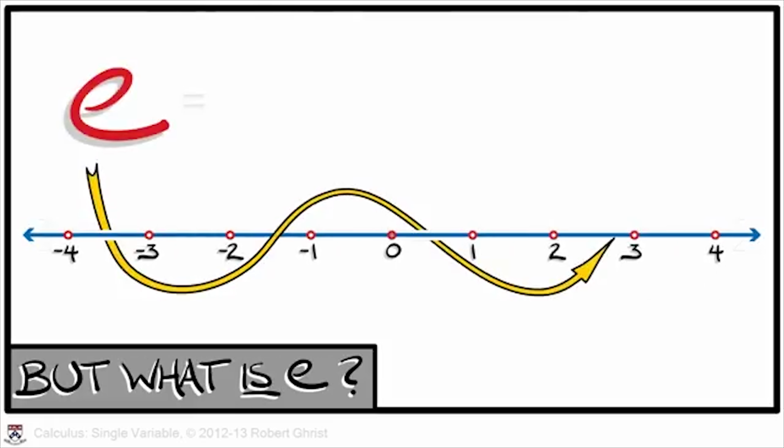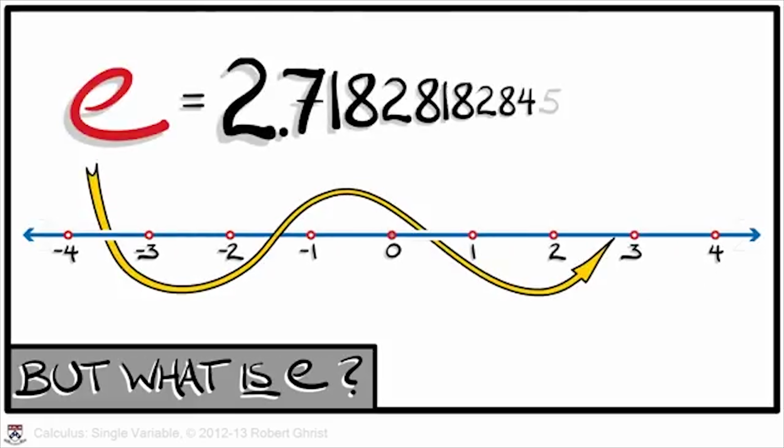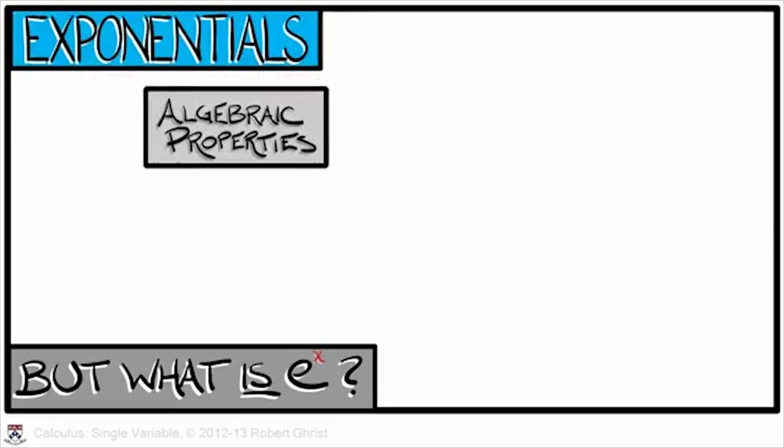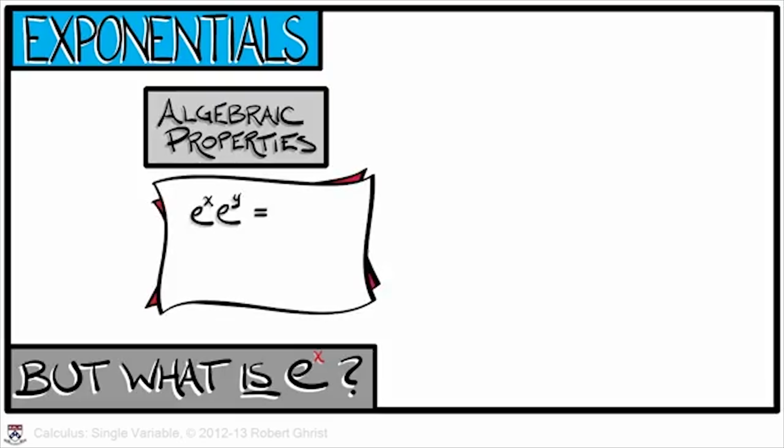Well, certainly e is a number. It is a particular location on the real number line. It has a decimal expansion, but being irrational, it is a little bit hard to remember all of it. That doesn't really answer the question of what is e. Why is it so important? Before we get to the answer to that, let's review some of the algebraic properties associated with the exponential function.